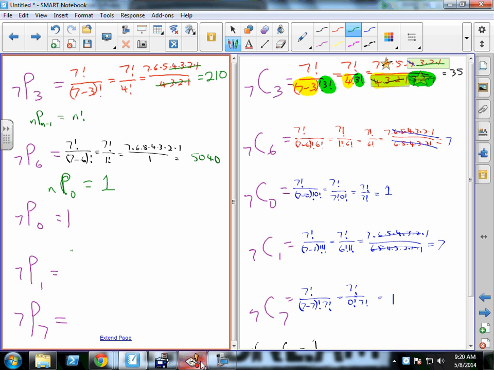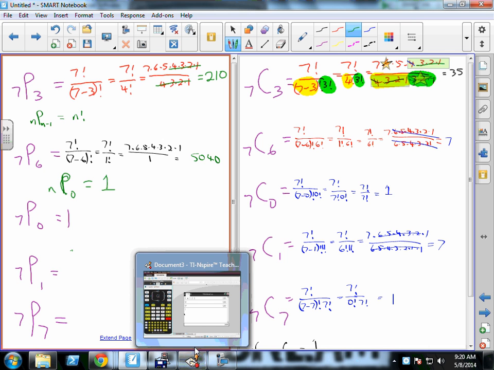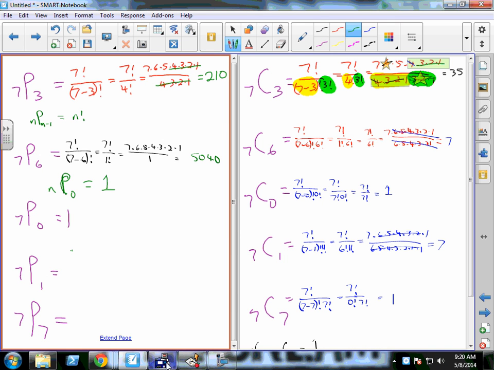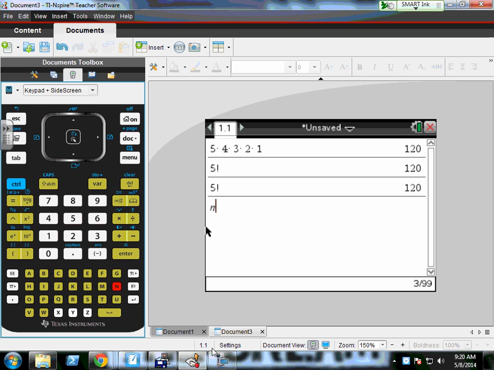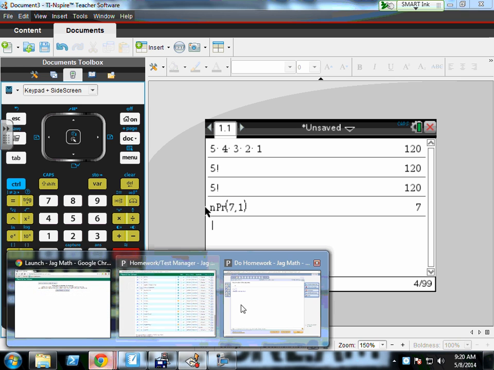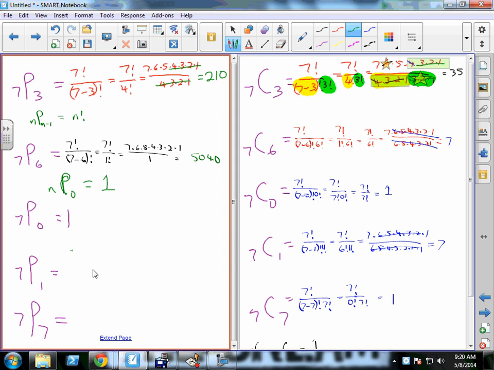Let's try this next one on the Inspire. The Inspire works totally different than the 30. Check it out. Write it down. I want 7 permuted 1 way. I'm just typing in NPR. That's it on the Inspire. NPR, parenthesis, 7, 1. So that ends up being 7. Just hit enter after that.